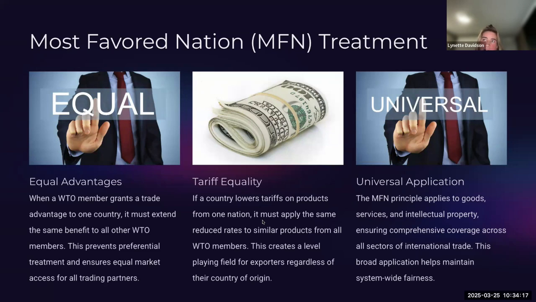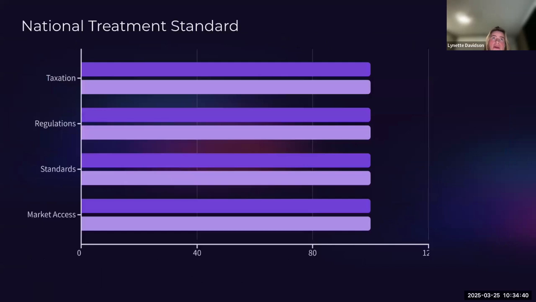If we think about universal application, it basically means that it applies to goods, services, and intellectual property. So it's universal. And the broad application will help to maintain system-wide fairness. So it doesn't only apply to one specific type of product, which is also really important. This helps to create more transparency. Now, if we think about the other one, it's the national treatment standards.